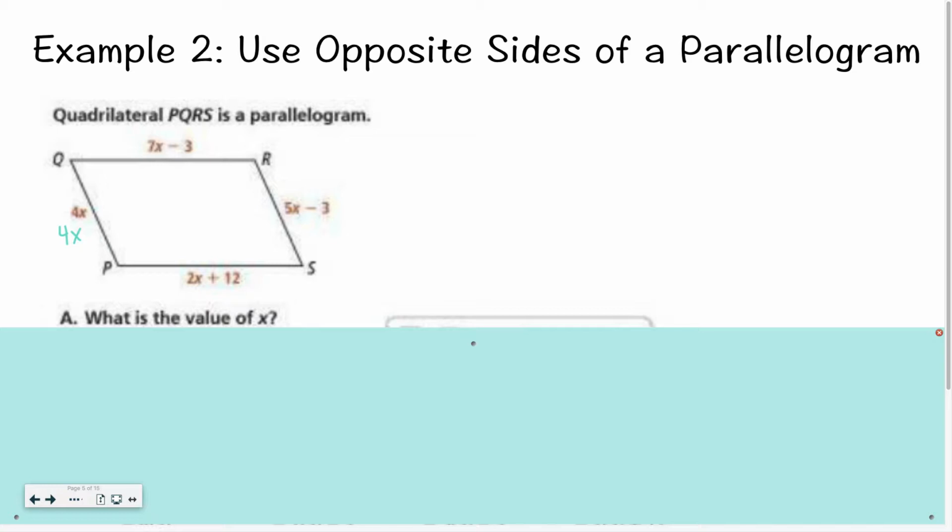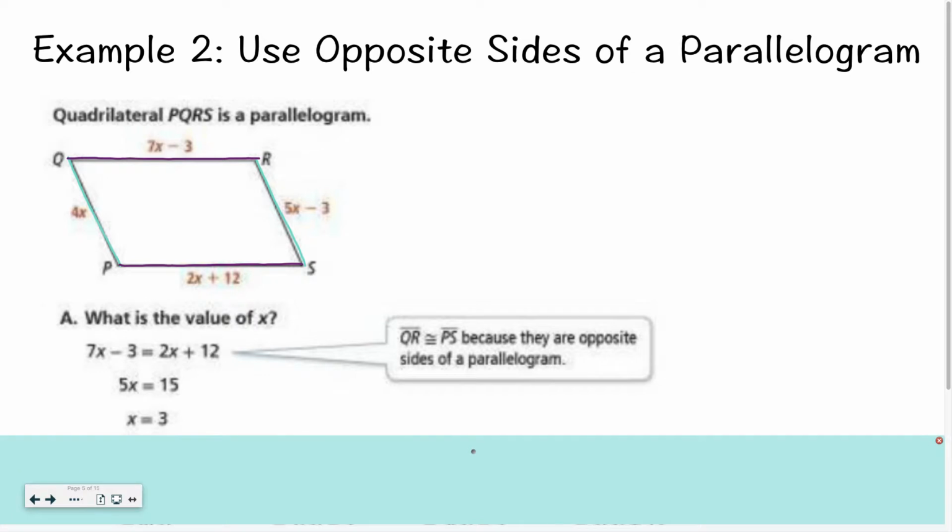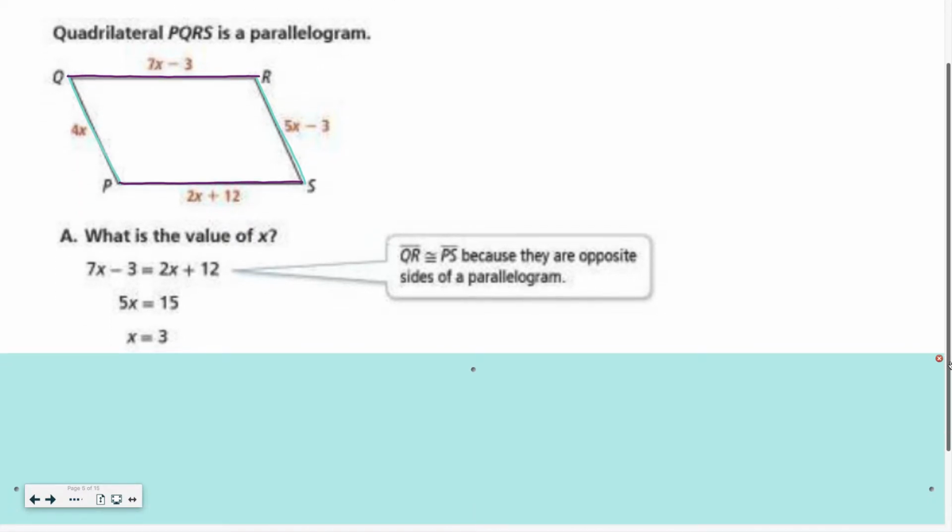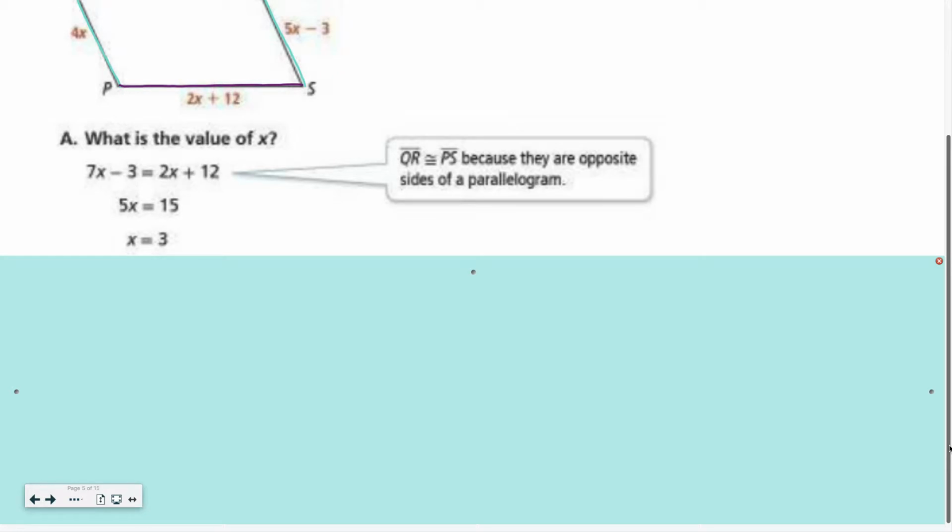There are two different ways that I can do that. Since I have two sets of opposite sides, I could say 4x equals 5x minus 3, and then solve for x there. Or I can say 7x minus 3 equals 2x plus 12, and solve from there. So if I do the second one, the purple sides, and I say 7x minus 3 equals 2x plus 12, if I add 3 to both sides and subtract 2x from both sides, I'm left with 5x equals 15. Divide both sides by 5, and I have x equals 3.